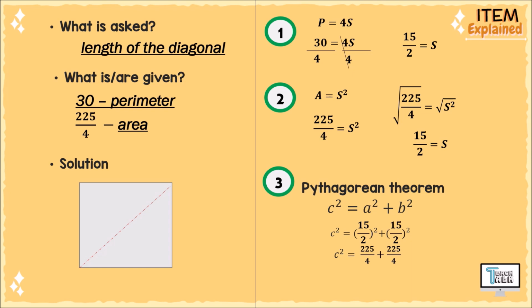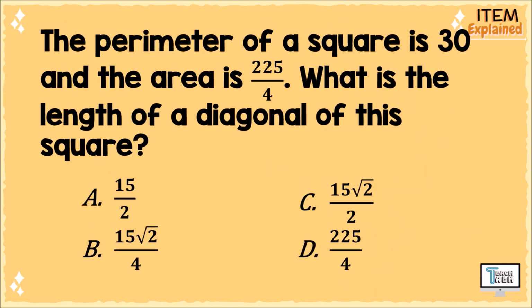Then to find c, we square root both sides. After adding, we now have the square root of c squared equals the square root of 450 over 4. At malalaman natin ang value ng c o ng diagonal, which is c equals 15 square root of 2 over 2. The correct answer for this problem is letter C.